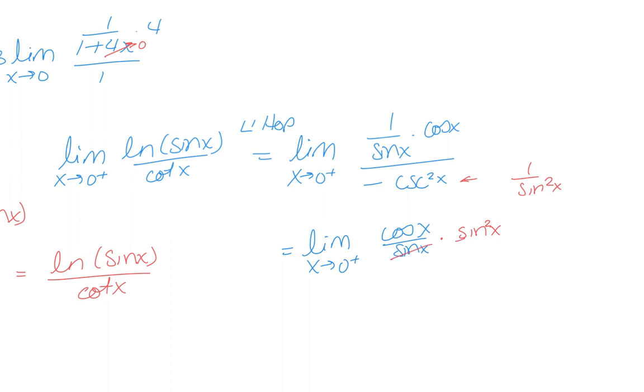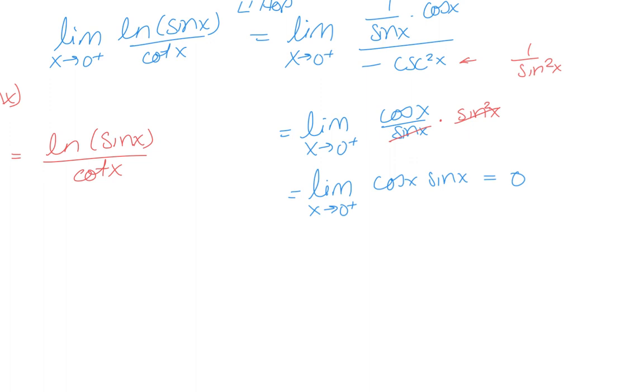So this sine cancels with one of these sines, and I end up with the limit as x approaches 0 from the right-hand side of the cosine of x times the sine of x. I'm going to put in 0, and I don't have to do anything more, and I'm going to get 0, because the sine of x will be 0 and the cosine of x will be 1. That's not my answer. My answer is going to be e raised to that number L, so e to the 0, which is 1. So my final answer for that is 1.